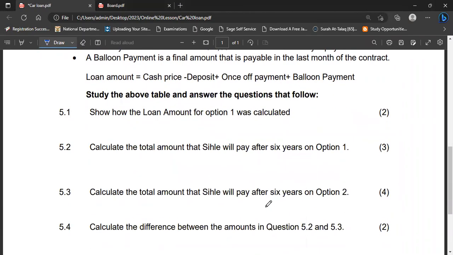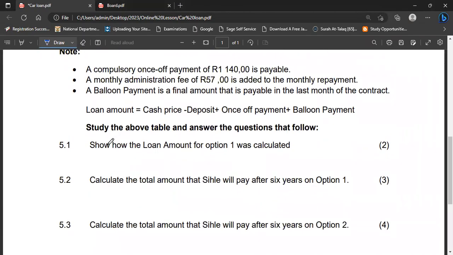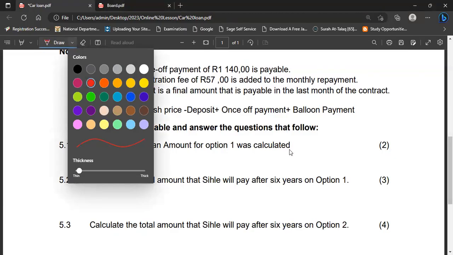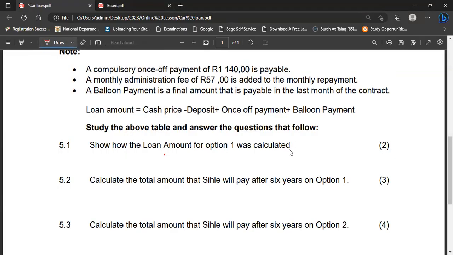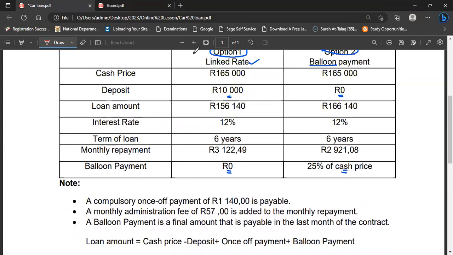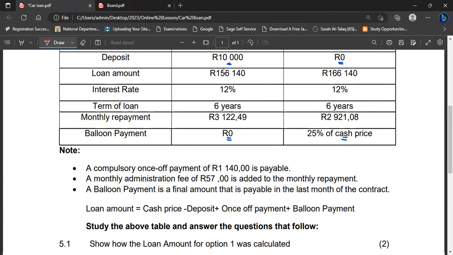Let's look at the question. They are telling us, show how the loan amount for option 1 was calculated. We are given the formula here, so we don't need to complain. We are given the formula and let's start and see. The formula says you need to get the cash price. Go to our table here, the cash price is this one here. So we shall write it down.